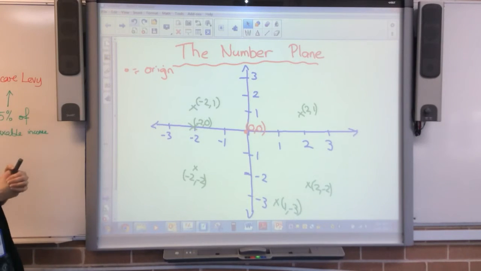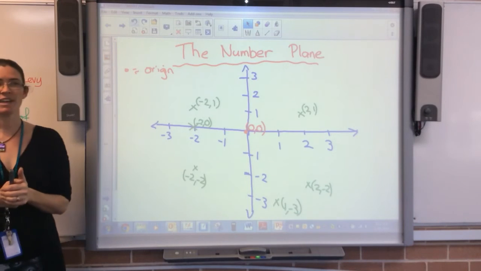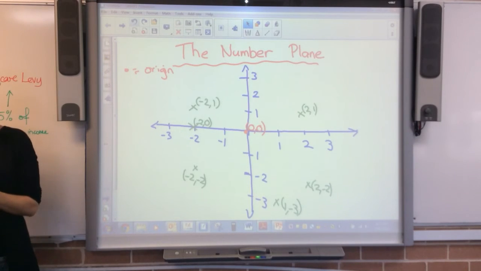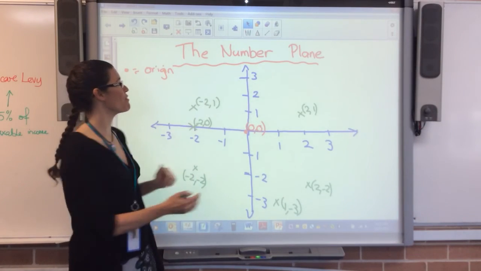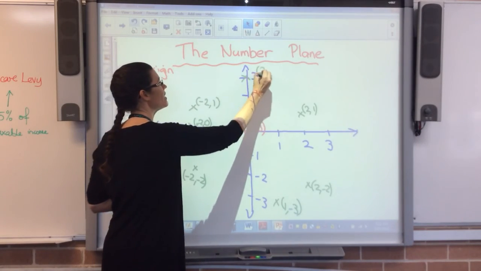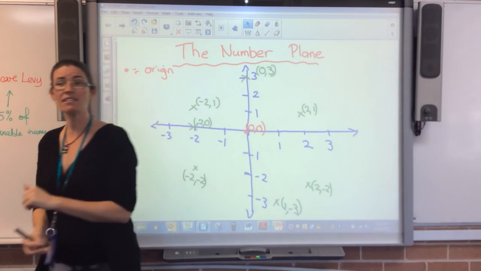Alright, last one. I want you to find the point 0, 3. Found it. Okay, put a dot there. So 0, 3 will be there. Be careful with the 0. It's exactly on top of the 3 because 0 means I don't move across. So I stay in here and then I go up 3, and this point here is 0, 3. And that's the number plane.